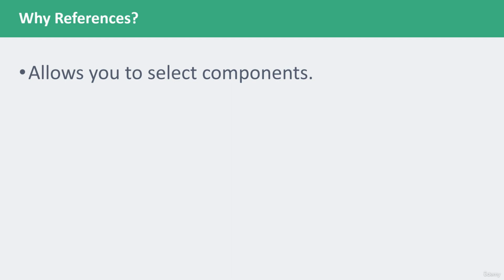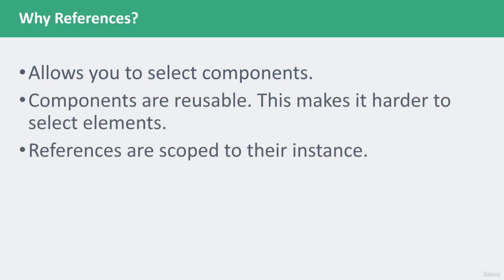The second reason is because it makes it easier to select elements. Components are reusable. If you have an element with an ID, you may not be able to select that element if the component it's in is used multiple times. You can switch to classes, but what if you want to select an element in a specific instance of a component? You'd need to have a special ID assigned to the element. This can make things tricky.